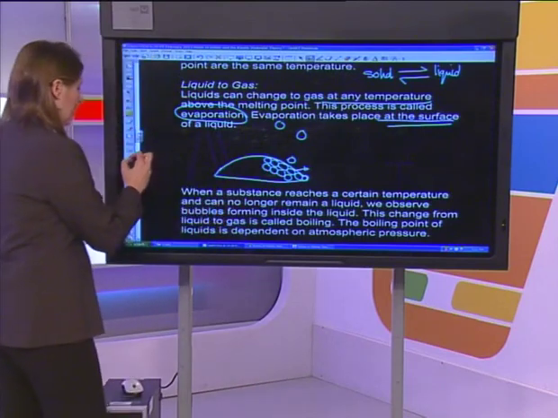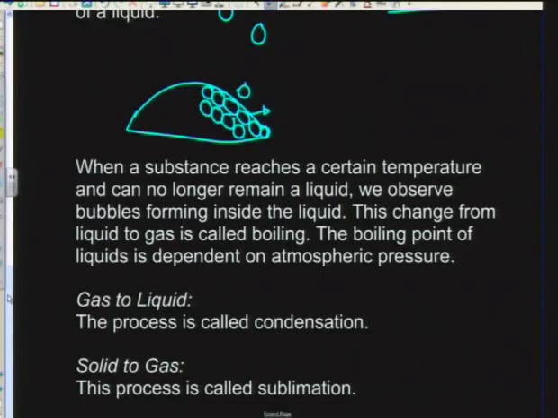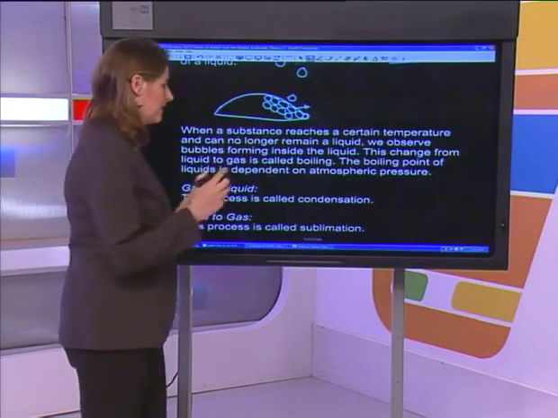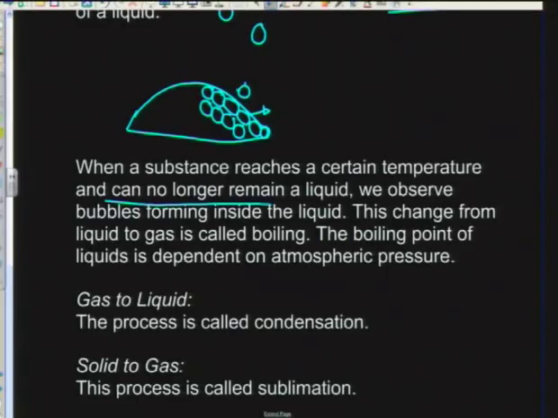When a substance gets to a certain temperature and can no longer remain as a liquid, so it's gained enough energy to completely change from a liquid to a gas, and this can be any particles, doesn't have to be at the surface. They can no longer remain a liquid. We observe bubbles forming. And I'm going to draw you my little picture of a pot. The surface, we've got water going in this pot, and bubbles would form.